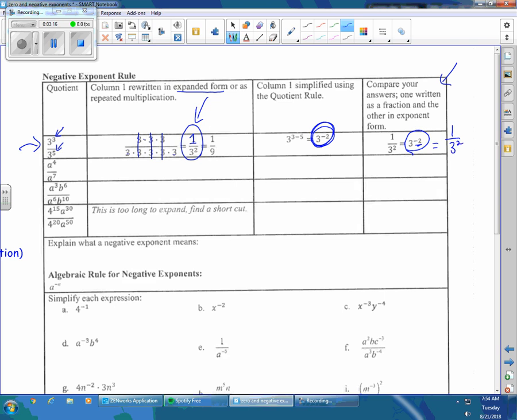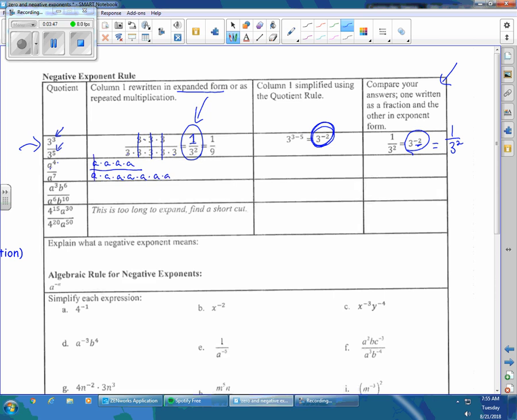Let's take a look at a couple of these and see if it becomes more clear as we actually work some out together. So column 1 says write it in an expanded form. So I've got a to the 4th power. So it's going to be a times a times a times a divided by a to the 7th power. A times a times a times a times a times a times a. 1, 2, 3, 4, 5, 6, 7.